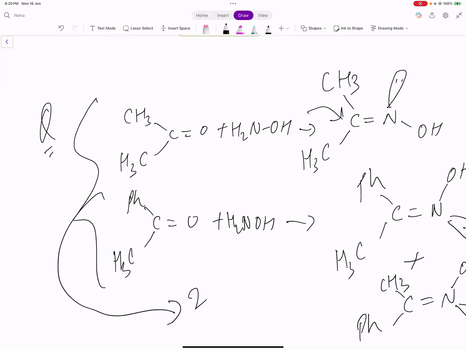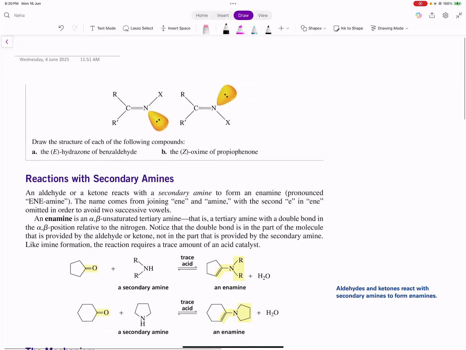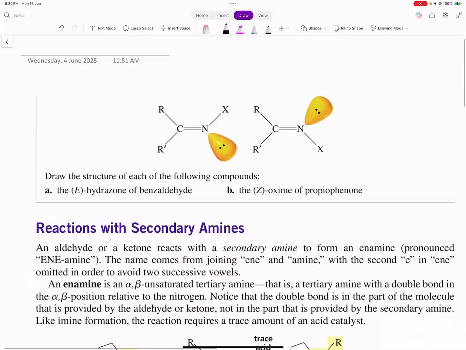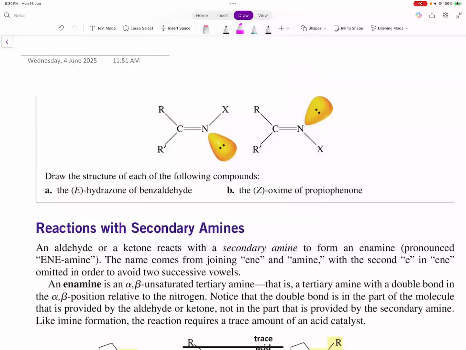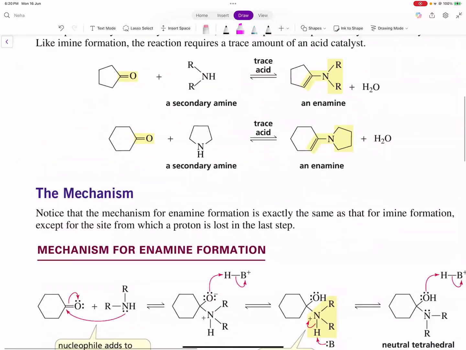So this is what they have said: if they have different alkyl groups, the imines and oximes are going to occur as cis and trans. Homework. Got it? Now, reactions with secondary amines.